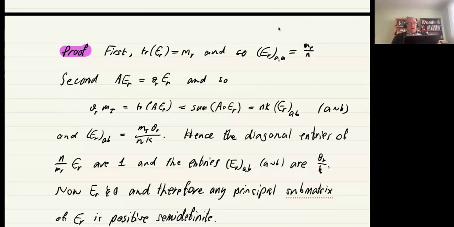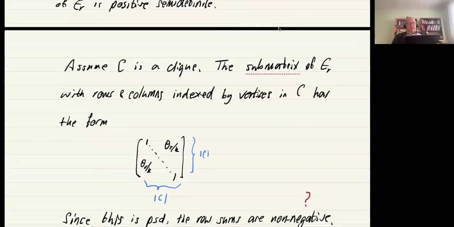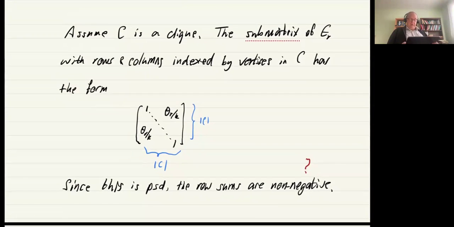Okay, so now the next thing we know is that E_R is positive semi-definite, and therefore any principal submatrix of E_R is positive semi-definite. And now we think, oh, but C is a clique. So the submatrix of the idempotent with rows and columns indexed by the vertices in C has this form. It's a size of C by size of C matrix with ones on the diagonal and theta_R over k in the off diagonal. Now, somewhere hiding in this is a proof that theta_R can't be less than minus k, but I don't really need that, so I'm not going to get into it.